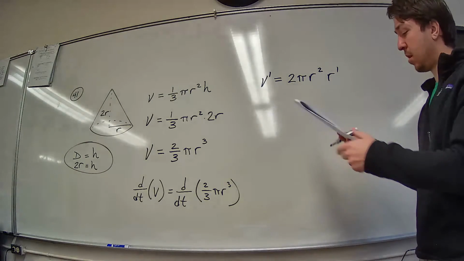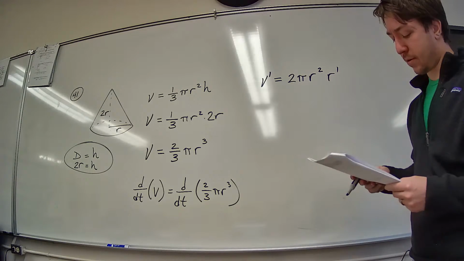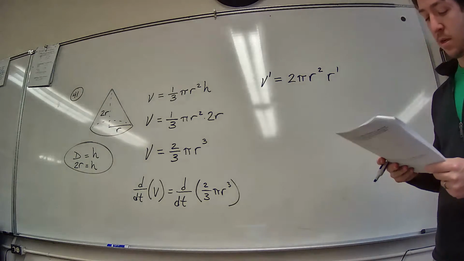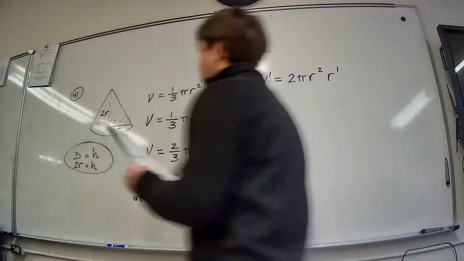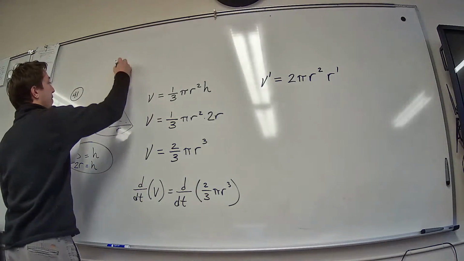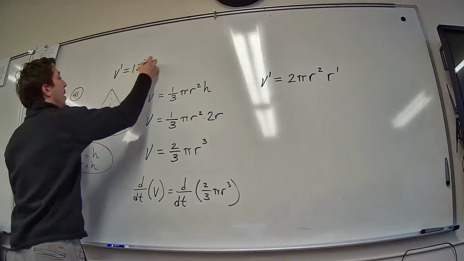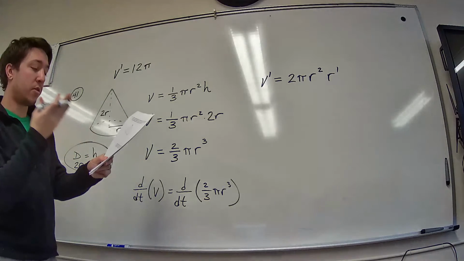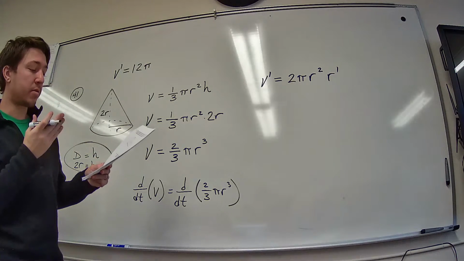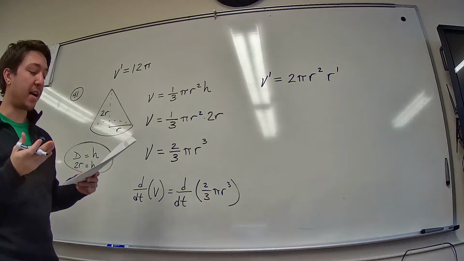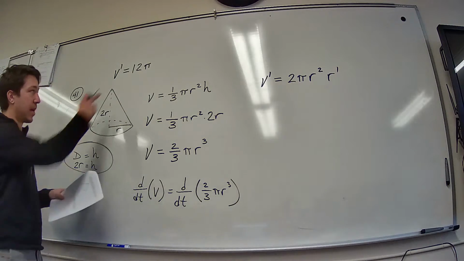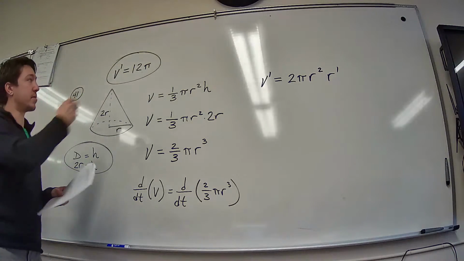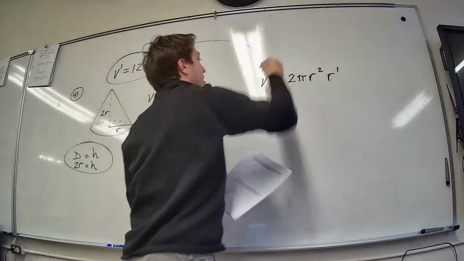Okay, so the problem tells us some information. There's a 12 pi in there. Where does that 12 pi go? At the very beginning of the problem, you might have written V prime is 12 pi, because it reads the cone's volume is increasing at a constant rate of 12 pi cubic feet per minute. So you can translate that into that mathematical statement and then sub it in.